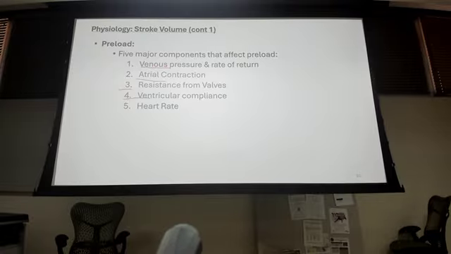And then the last factor that affects preload is your heart rate. And this is not the heart rate component that goes into calculating your cardiac output. The heart rate is really looking at the diastolic filling time. If I have a slow heart rate, I have a longer diastolic filling time, so I can get more preload into the ventricle. Okay, so think of the heart rate component of preload as how much time during diastole do I have.